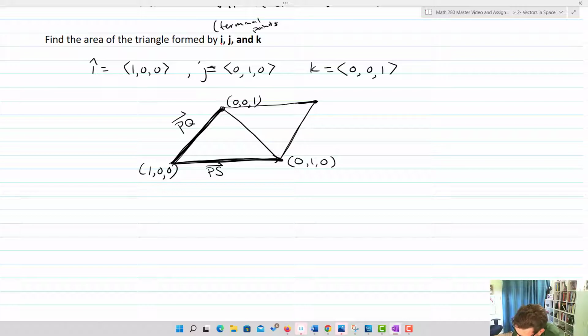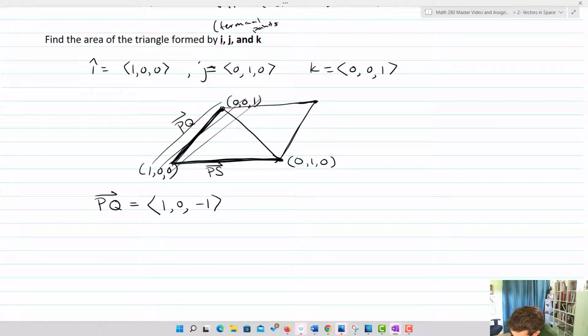And so PQ is just going to equal the vector 1 minus 0, so it'll be 1, 0, negative 1, because you're just taking 1 minus 0, 0 minus 0, 0 minus 1. And then PS is going to equal 1, negative 1, 0. And that's the other vector. Now I'm going to find the area of the parallelogram, and then I'm going to divide it by 2. The area of the parallelogram, remember, is going to equal the magnitude of the cross product of PQ crossed with PS.